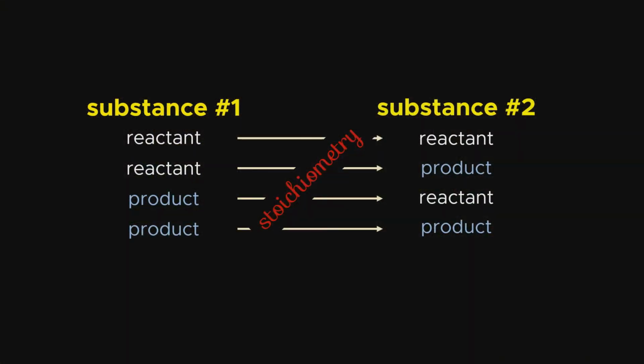One more thing, this comparison can be between any two substances in the balanced chemical equation. Either substance can be a reactant or a product. You can compare two reactants, two products, or one of each. The only thing that matters is that you are comparing two substances. As a reminder, substance 1 is what we know. Information is given in the problem. Substance 2 is what we're trying to calculate.